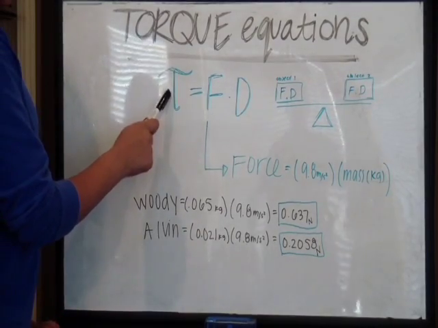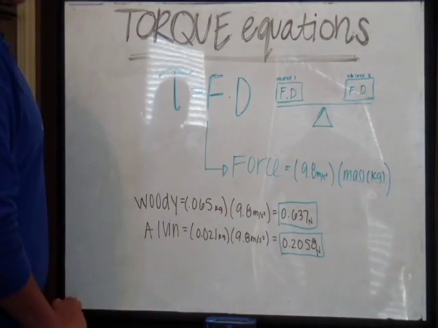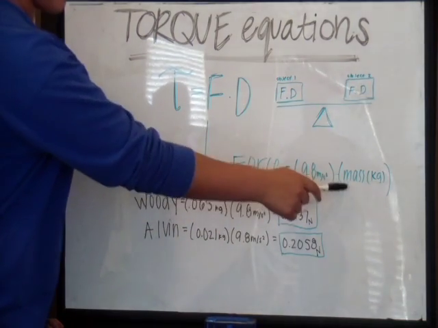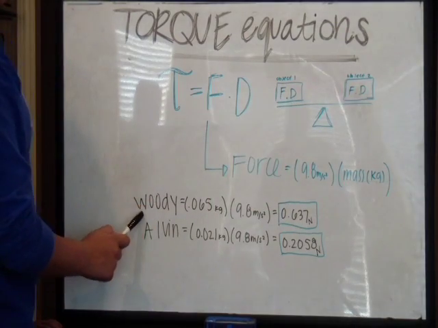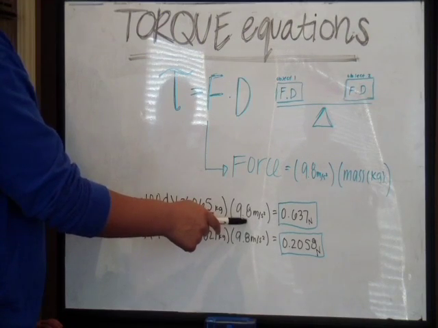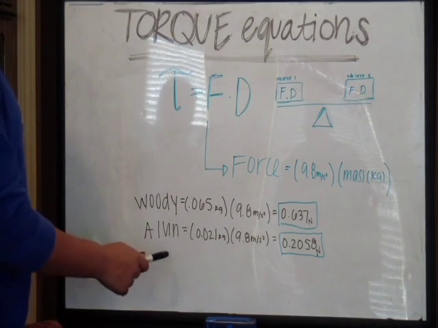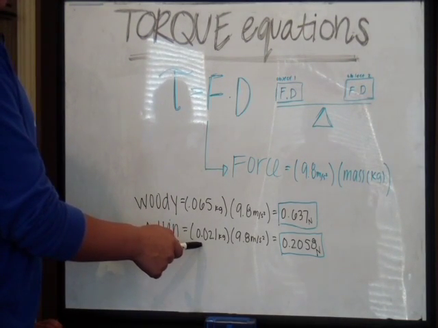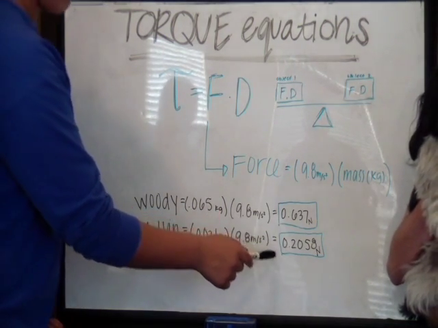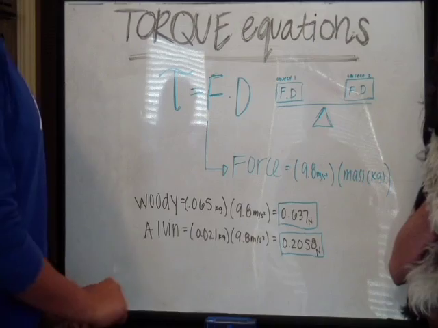Okay, for torque equals force times distance. To find the force that each object is exerting on the seesaw, you do acceleration due to gravity times its mass in kilograms. For Woody, it equals 0.065 kilograms times 9.8, which gives you 0.637 newtons of force. And Alvin equals 0.021 kilograms times 9.8 meters per second squared, which equals 0.205 newtons that it's exerting on the seesaw.